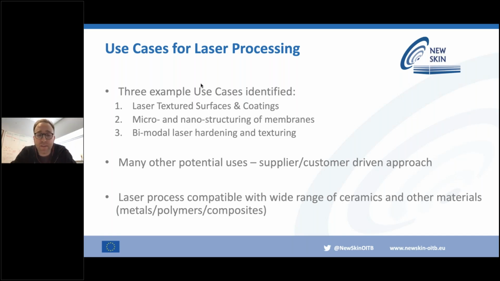But there's, as I said, many other potential uses, and if you want to work with NewSkin, we can very much work with your materials. We take the approach to develop a process around your needs. And keep in mind that these laser processes developed are compatible with a wide range of ceramics, but also other materials, including metals and composites as well.